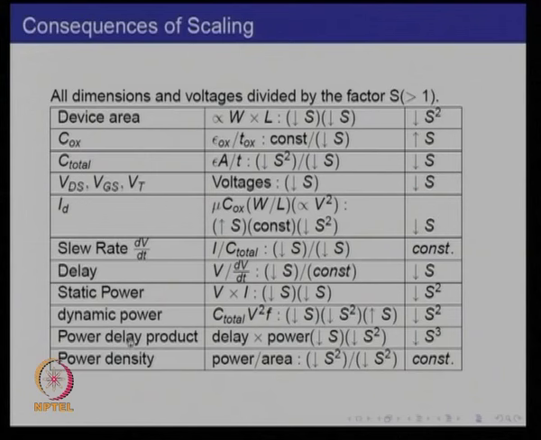A measure of the goodness of a technology is the power delay product, and because the delay goes down by S and power goes down by S squared, it in fact improves by a very considerable factor, which is S cubed.